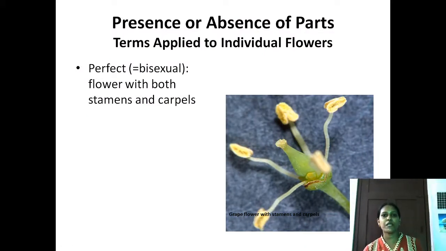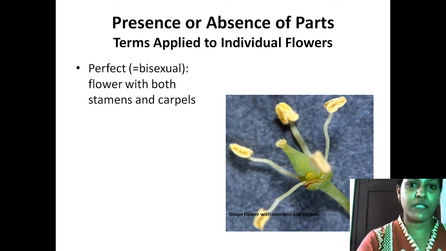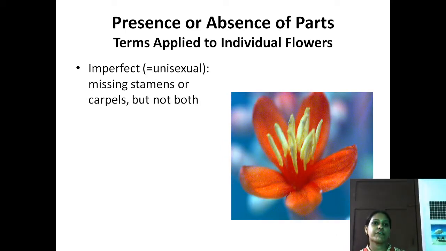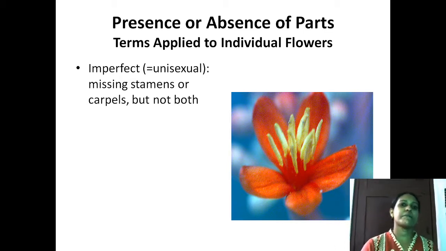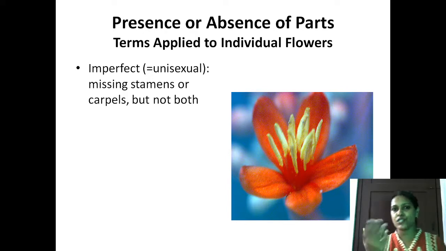If there is both male and female, it is a perfect flower or a bisexual flower. We discussed that. Next is the imperfect flower. Either stamens are present or carpels are present. So if it is only stamens in the diagram, you could see only stamens. So it is a unisexual flower.